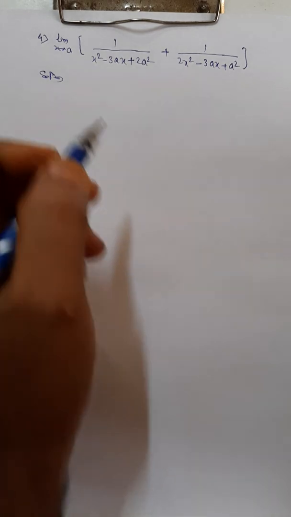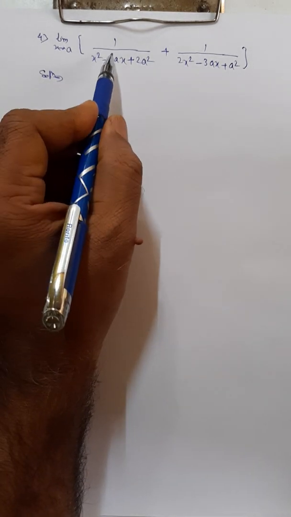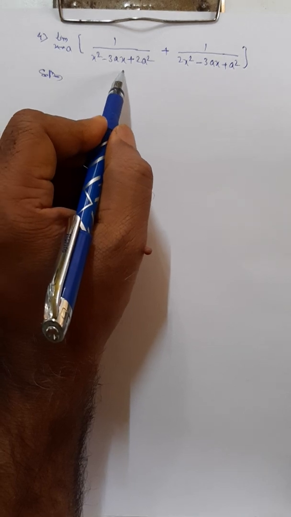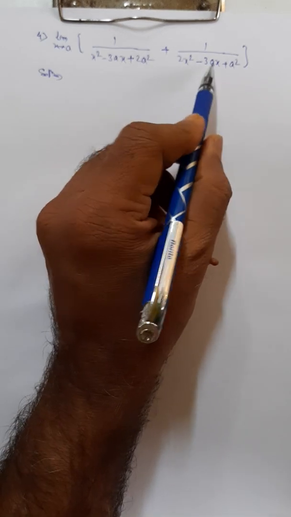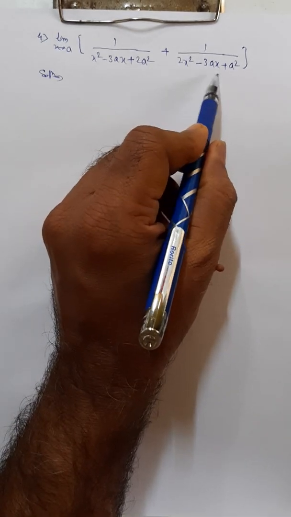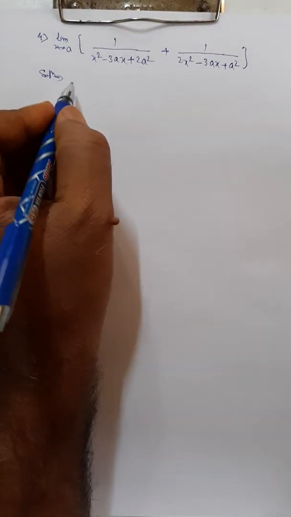Continue next problem. We have limit as x tends to a in bracket 1 divided by x square minus 3ax plus 2a square, plus 1 divided by 2x square minus 3ax plus a square. In the denominator there are quadratic expressions, so we have to factorize that.